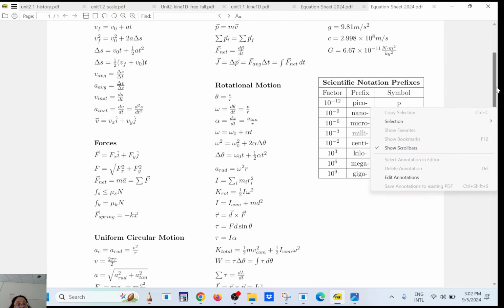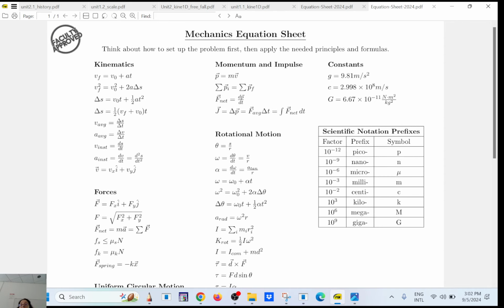Okay, so that's the equation sheet. I think you have that equation sheet, but you have to get used to it, because you see here, instead of using delta x, they are using delta s. Why is that? Because you could be moving along the x-axis, or you could be moving along the y-axis. So s could be x, or it could be y. So s could be x, so it could be delta x plus v0t plus 1/2 at squared.